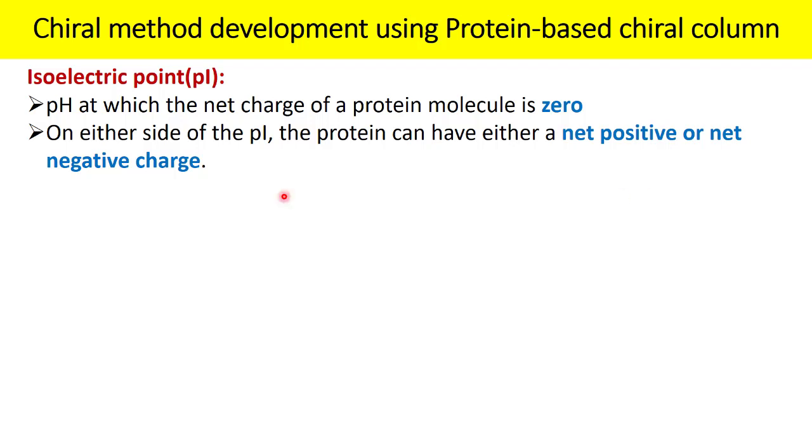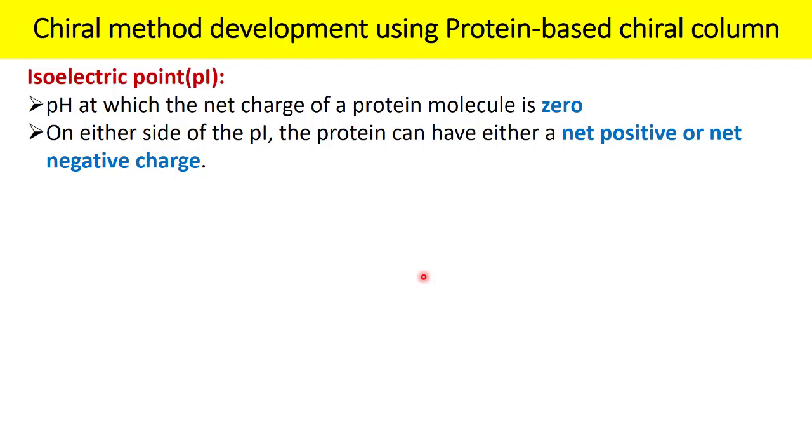On either side of the pI, the protein can have either a net positive or net negative charge. Understand this. There comes a point, let us say the pI, which stands for isoelectric point, for the given protein is, let us say, 4. The 4 is the pI. So what is the net charge at pH equal to 4? 0, right? But the moment the pH becomes 3, what is going to happen?